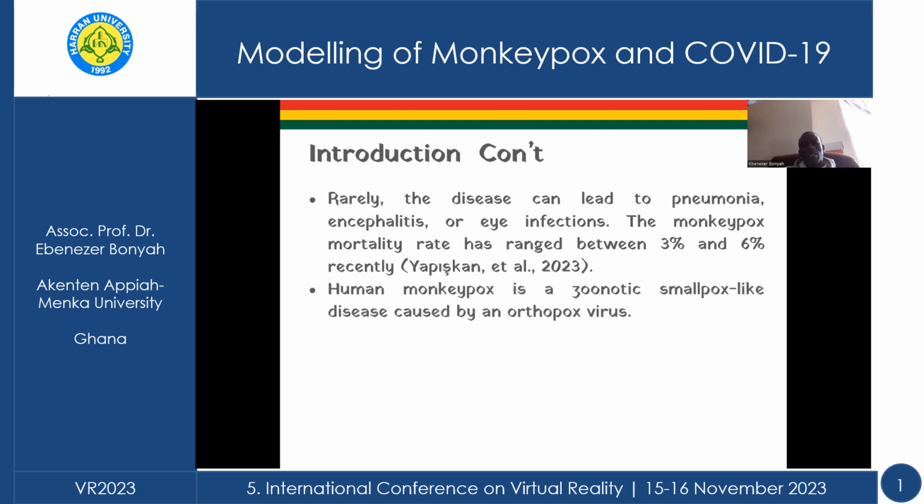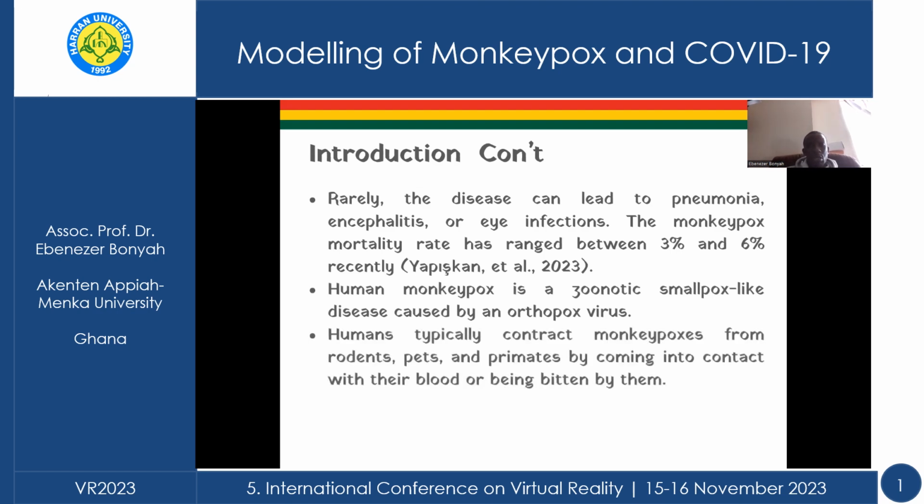So human monkeypox is zoonotic, as I already said, that is, transmitting disease from animal to man. Humans typically contract monkeypox from rodents. Like I said, in some parts of the world, if you go to China, they also eat a lot of wild animals, like rodents and pets. When you get in contact with them, they harbor these viruses, and you are likely to get infected. Like I already talked about, the effect of climate on the genetic makeup of these viruses.